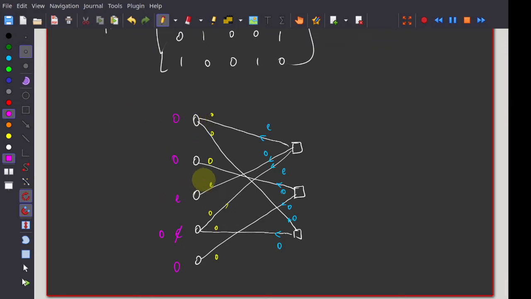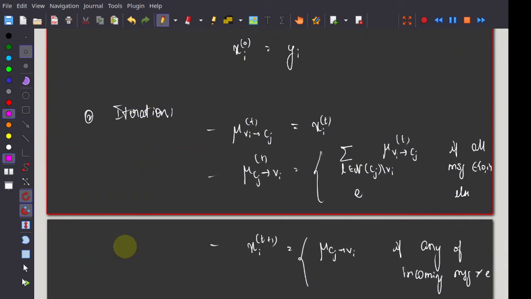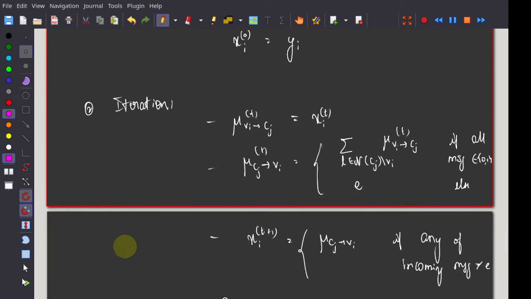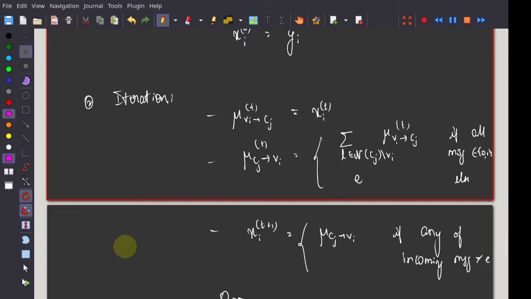Okay, so now let's see if we can redo some of these estimates. This is the only thing, and I have one incoming message which is a 0. Right? So that's the rule that I've given. Now I leave it to you as homework to show that this algorithm is equivalent to the more general algorithm that I presented earlier.